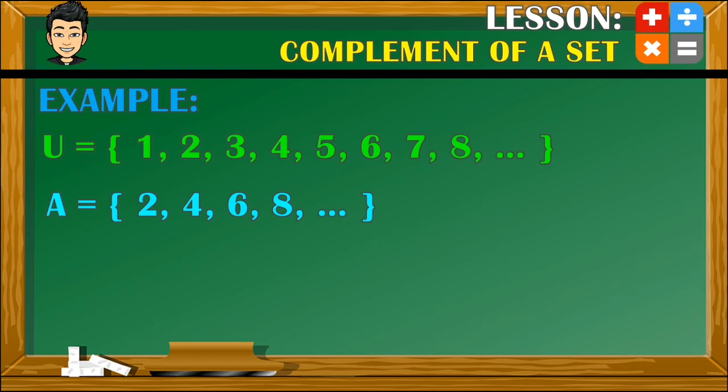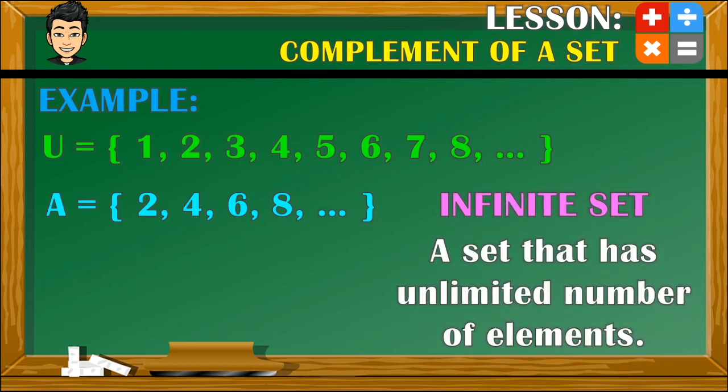For our next example, our universal set and set A are both infinite sets. Remember that an infinite set is a set that has unlimited number of elements. Now, how do we find the complement of set A? Since the universal set contains all the counting or natural numbers, and set A consists of even numbers, then the complement of set A will be the set of all odd numbers. The complement will also be an infinite set.